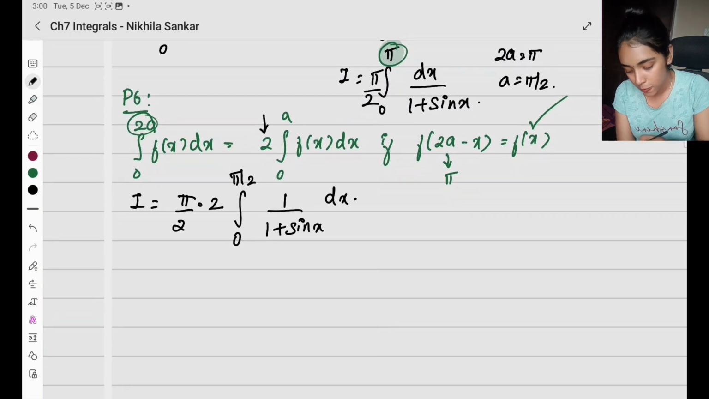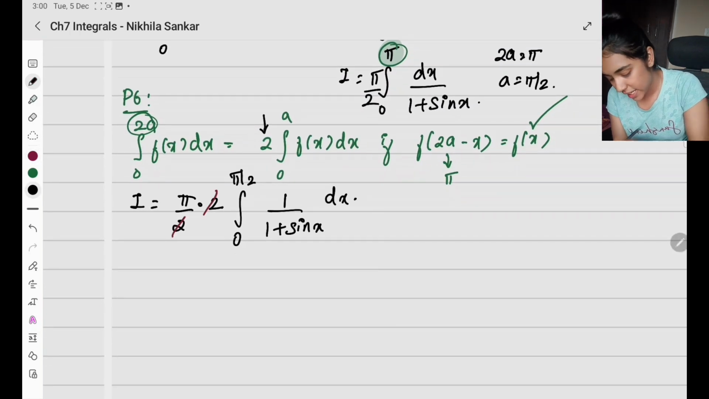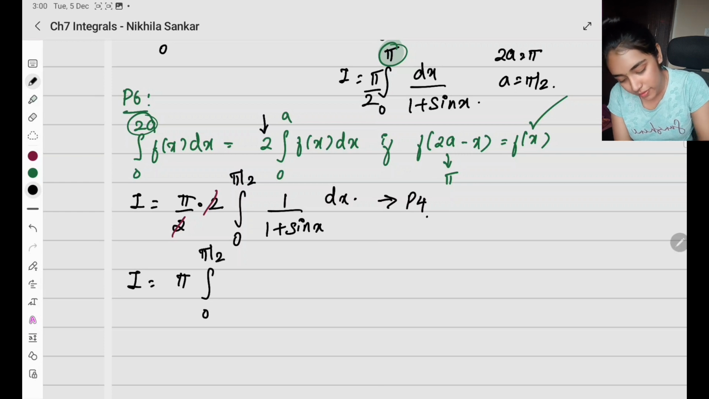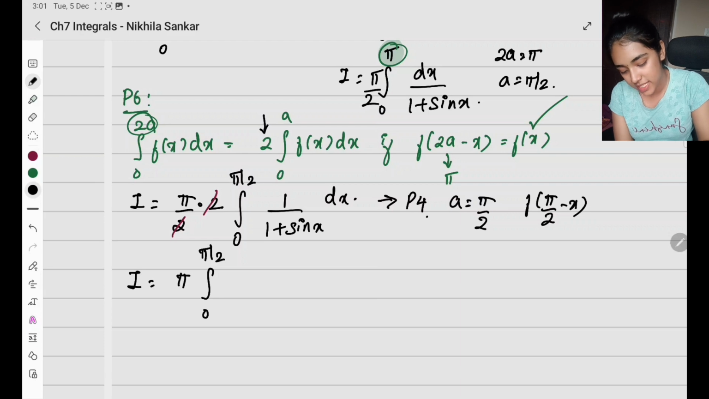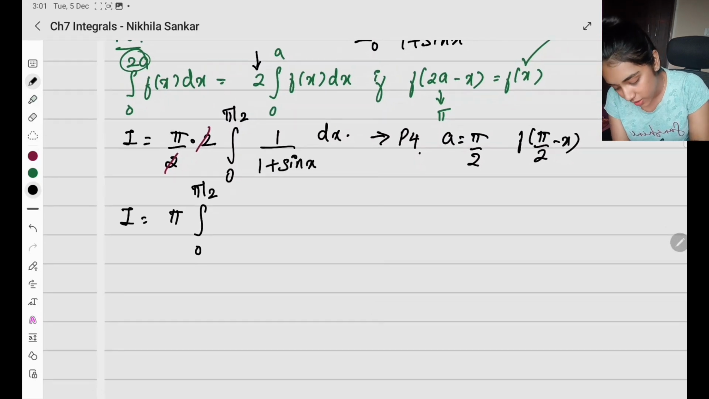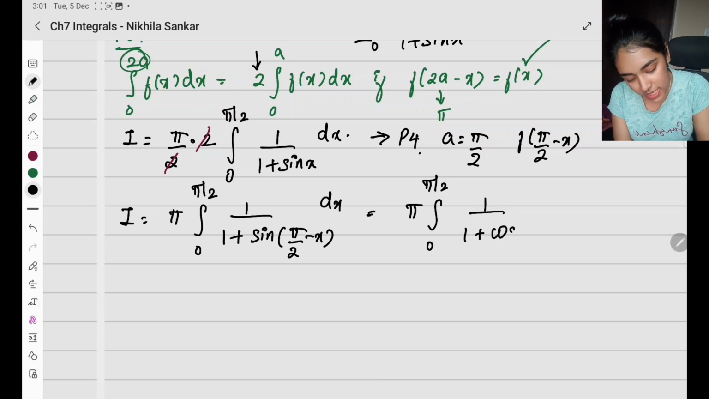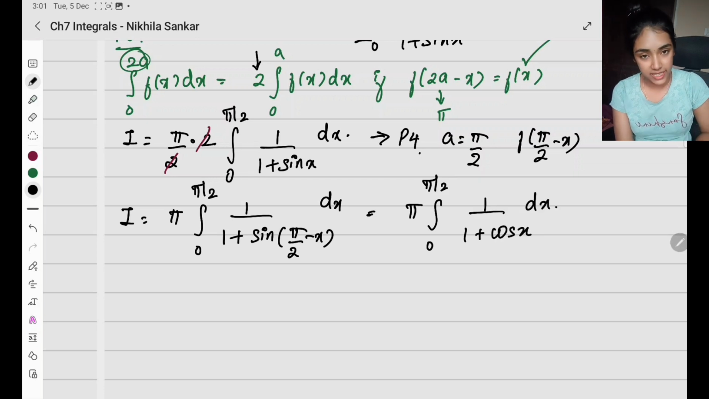Okay, so now the 2 and the 2 get cancelled and I can again use property number 4 here. So when I use property number 4 for this, I will have I equals pi times integral 0 to pi by 2. Now my value of a is going to be pi by 2 and I am going to do f of pi by 2 minus x, so that the complementary changes. So I can do 1 divided by 1 plus sine of pi by 2 minus x times dx. And this becomes pi times 0 to pi by 2, 1 divided by 1 plus cos x times dx.